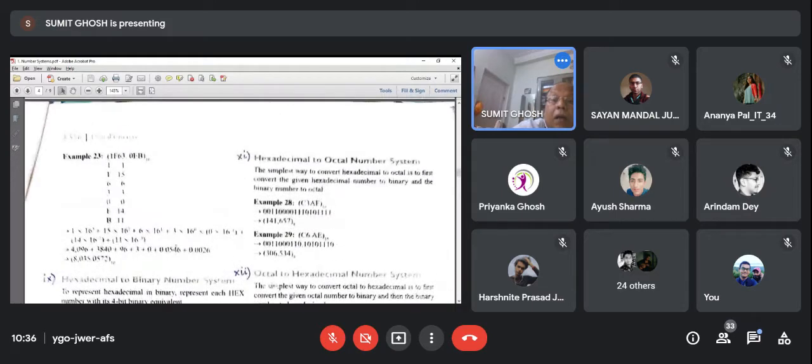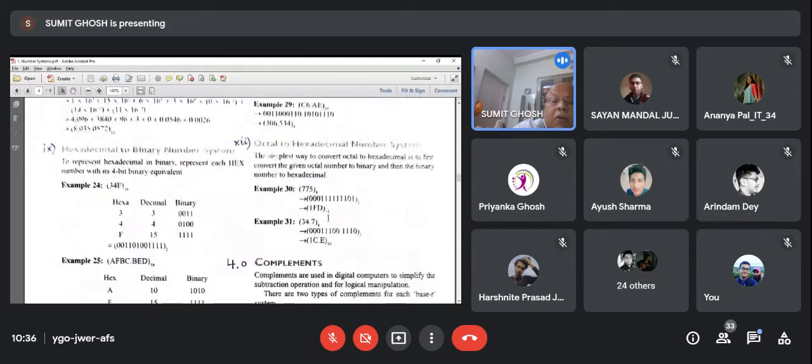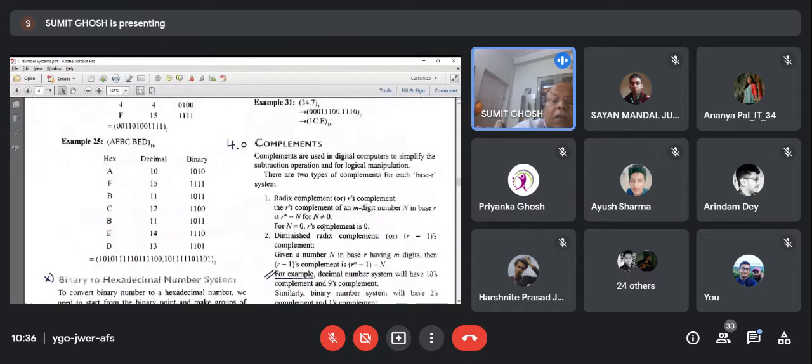Now, octal, forget it. Don't have to study octal. Now we'll start with something which you have not studied earlier. This is called complements. What are complements? Complements are used in digital computers because we are studying digital logic. From today, we are studying digital logic. We have completed our analog part. So in digital computers, complements are very useful. From now on, we will be studying mostly binary numbers, binary bits. Complements are used in digital computers to simplify the subtraction operation or for logical manipulation.